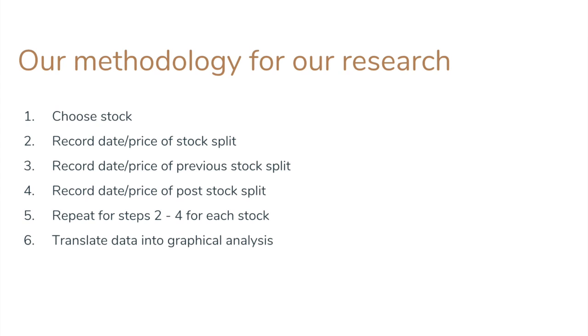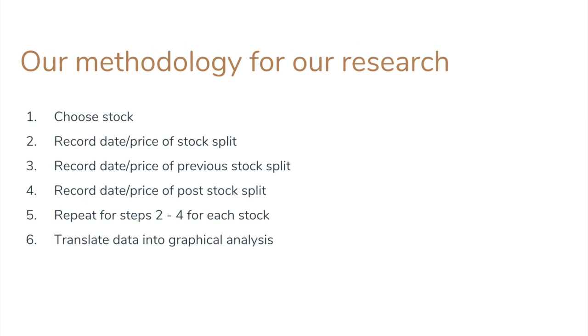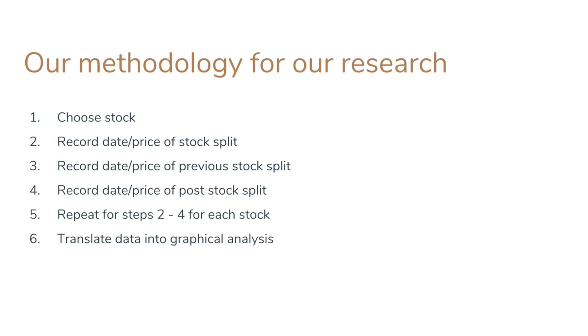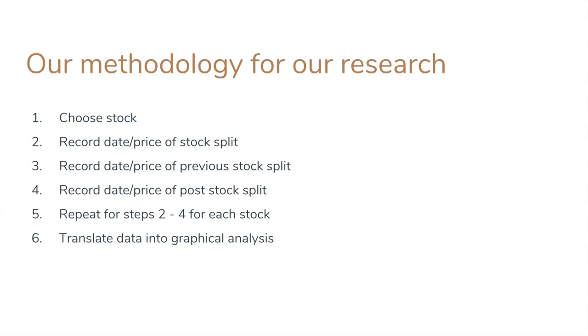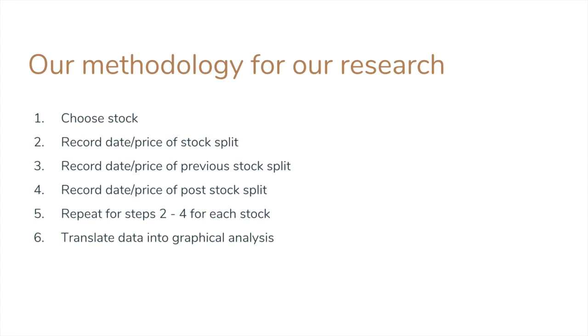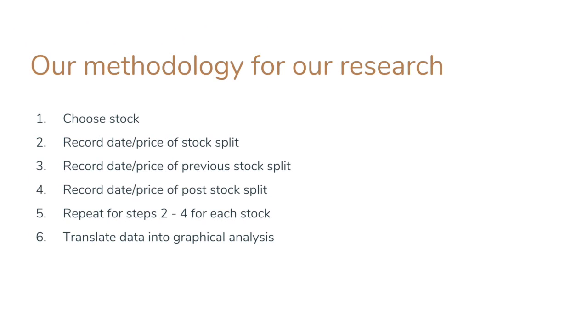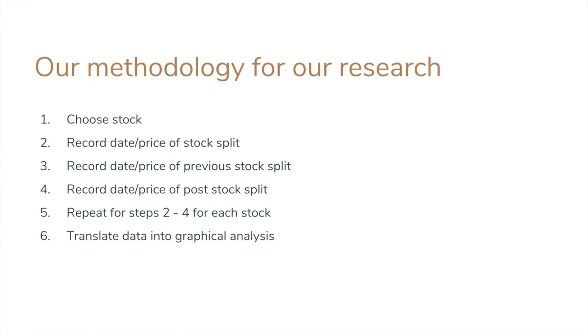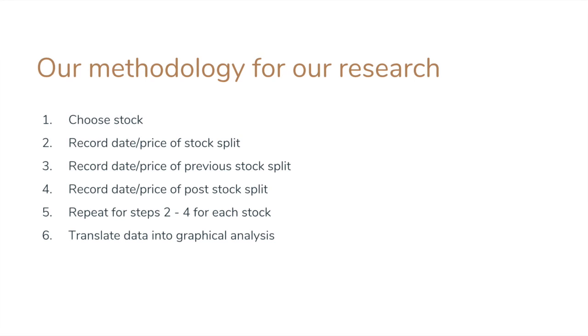We first looked at the dates on which a stock split actually occurred. We recorded those dates and their corresponding prices. Then we found the closest previous date, which, depending on the stock, was 1 to 3 days before the actual split date, and recorded the price at those dates. We used this as our pre-split data. Lastly, we gathered stock price data from exactly 1 month after each stock split. We used this as our post-split data.